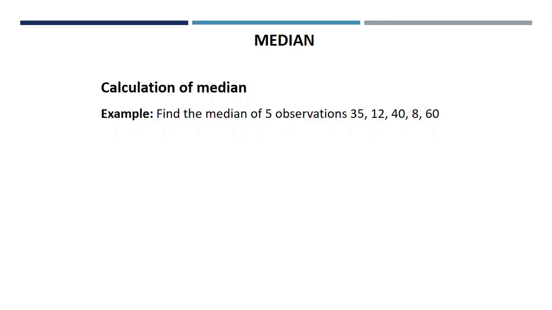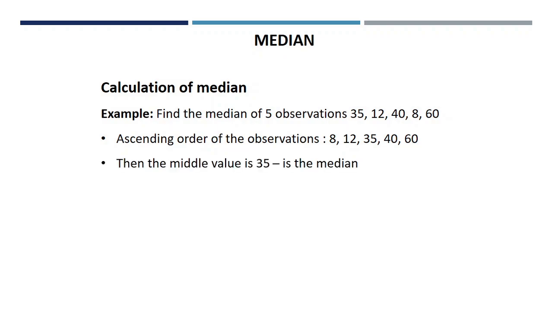Find the median of 5 observations: 35, 12, 48, 60. First arrange all these values in ascending order. We will get 8, 12, 35, 40 and 60. Now we have only 5 observations, so the middle value is 35, so the median is 35.